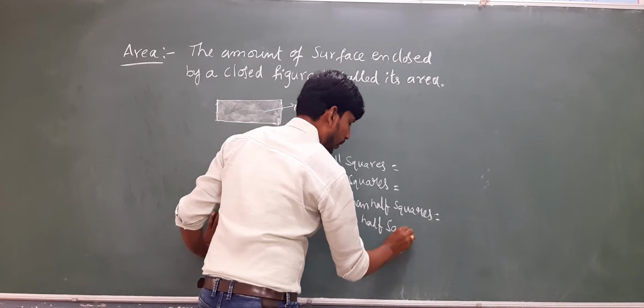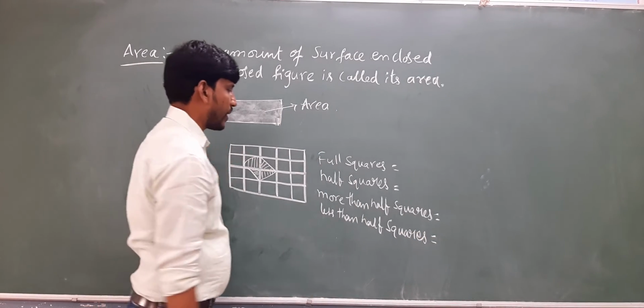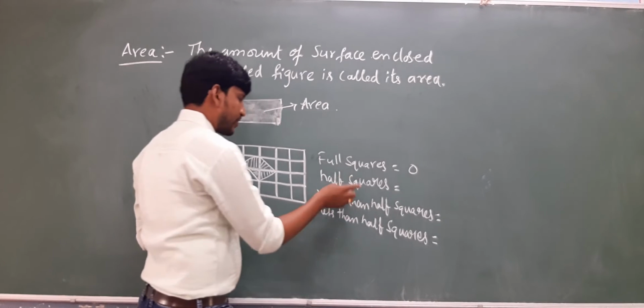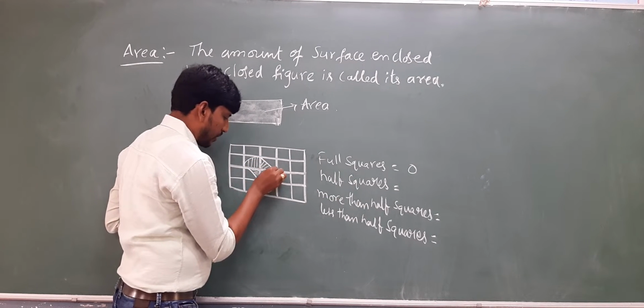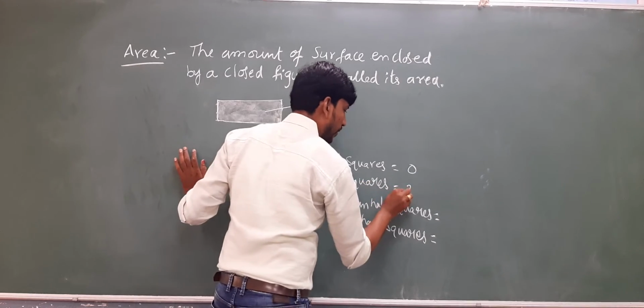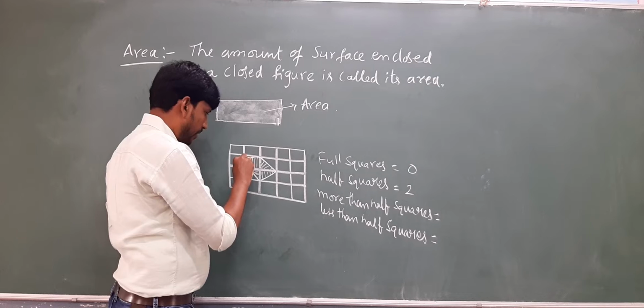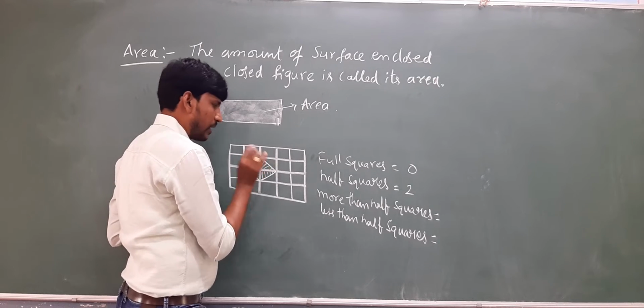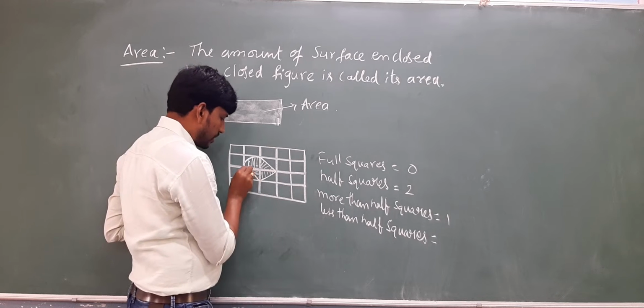See, here we are going to count all the squares. There are no full squares, so it is 0. Half squares, how many are there? See, exactly half. Here it is 1, and here is one more. So there are two. Okay, more than half is this one. So that is 1. Okay, less than half of a square is here, 1.